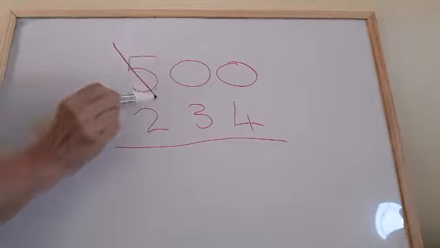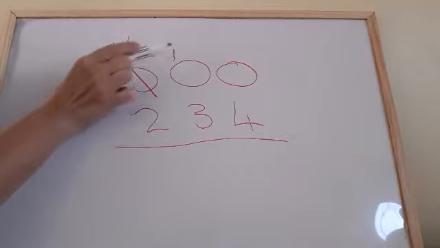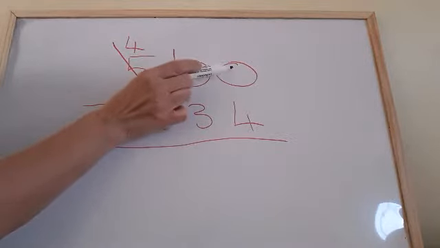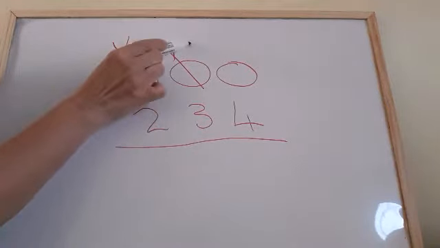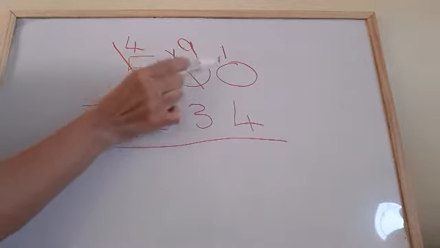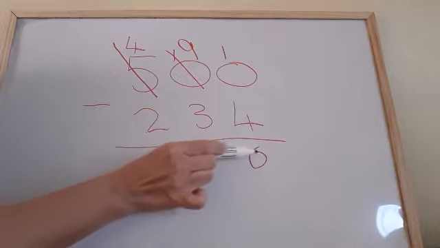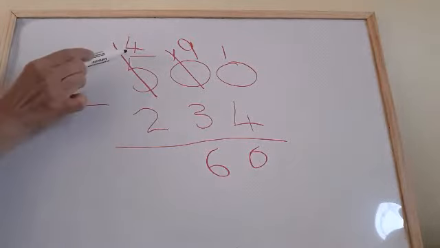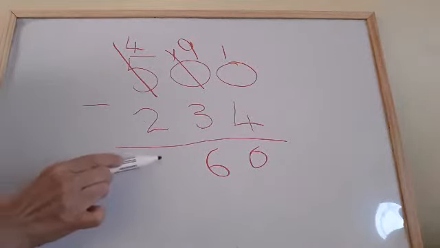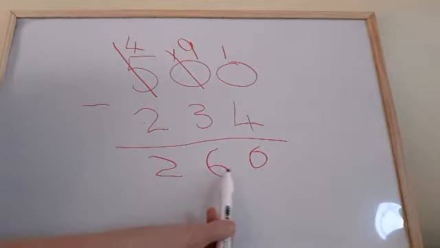If we borrow 1 from them, they've only got 4. But we put the 1 there, which means this is 10 now. But we have to start here, and these still haven't got any. So let's borrow one of these tens. So they've got 9, and we can have a 1 there, which makes this 10. Now 10 subtract 4 is 6. 9 subtract 3 is 6, and 4 subtract 2 is 2. We can see now that our answer is 266.